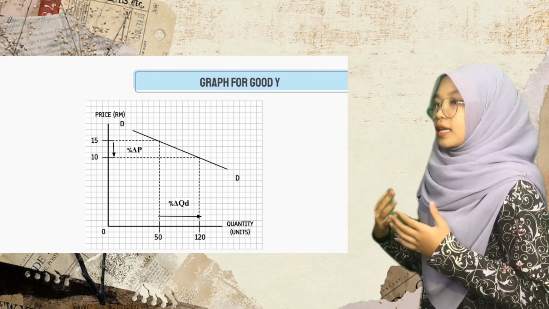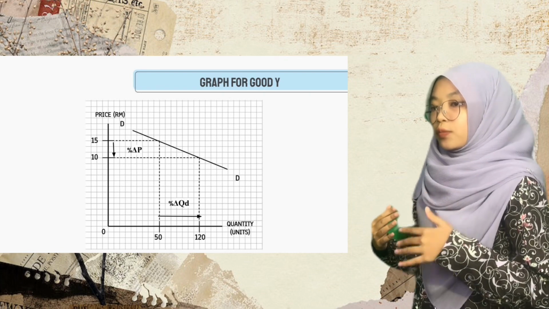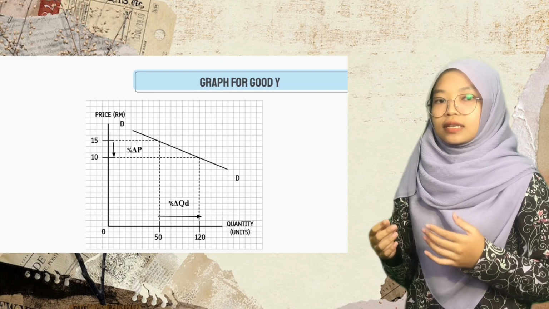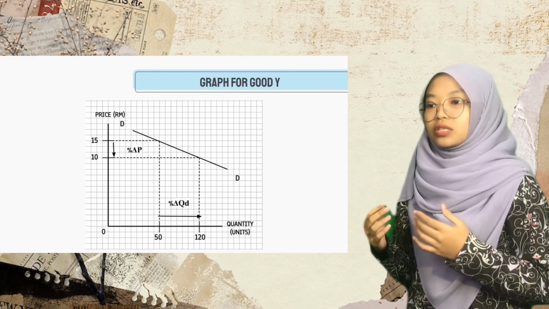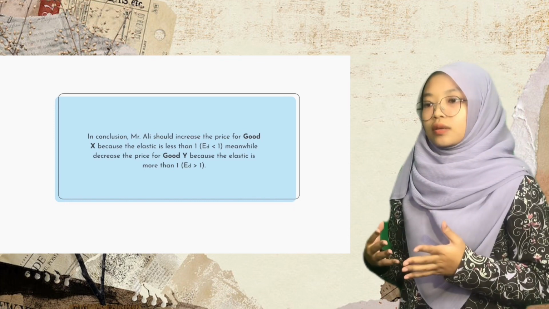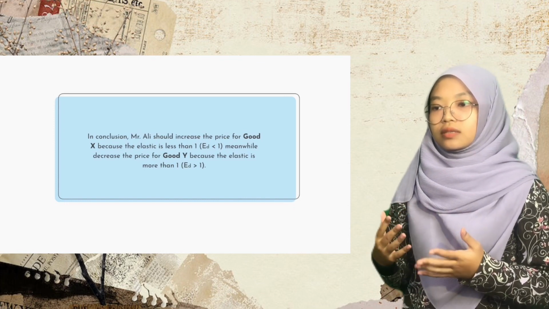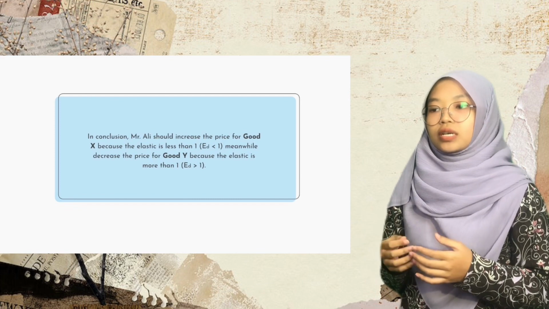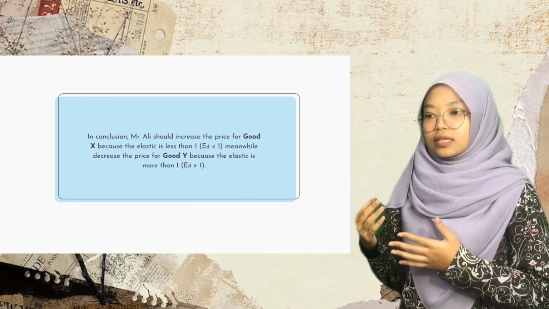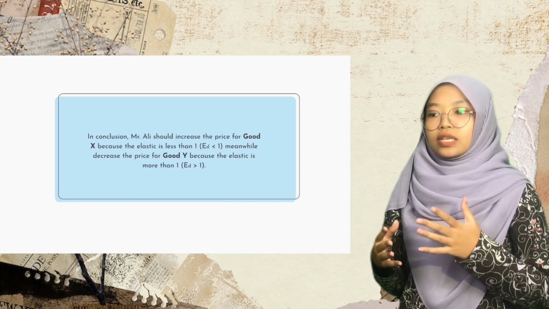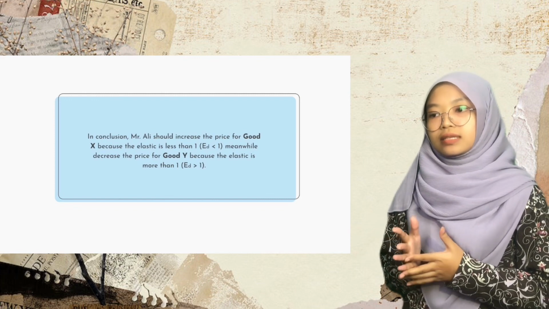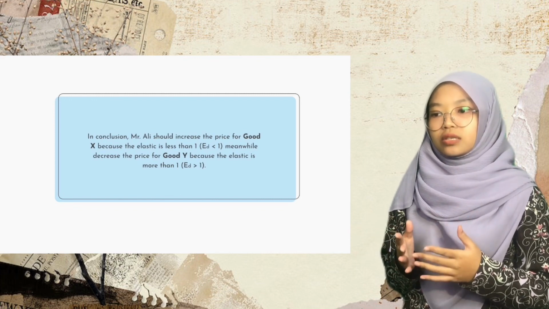We can see that the demand curve is sloping and the percentage change in the quantity demanded is more than the percentage change in the price of the good. So, in conclusion, Mr. Ali should increase the price for good X because the elasticity is less than 1, and an increase in price leads to an increase in total revenue since the quantity demanded is less sensitive to any price change.